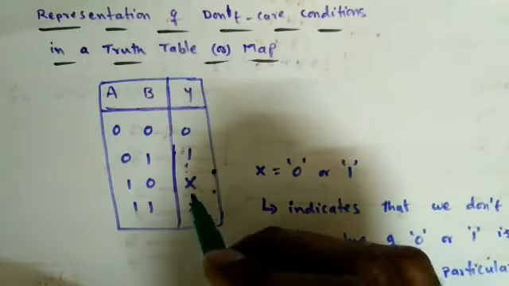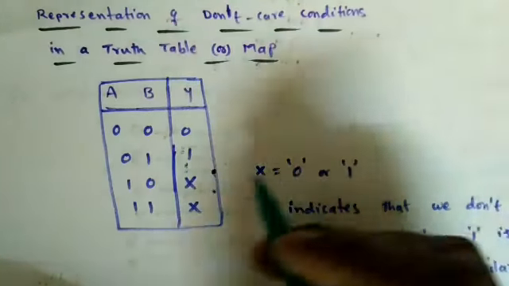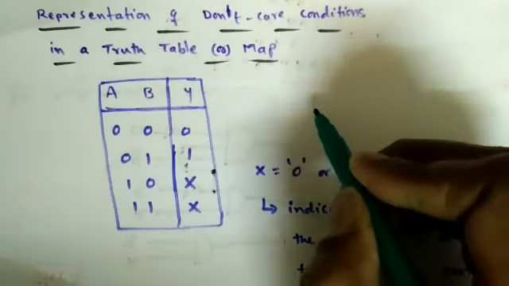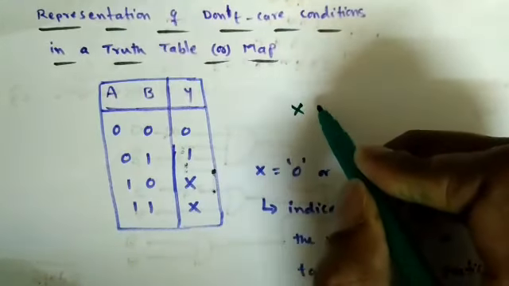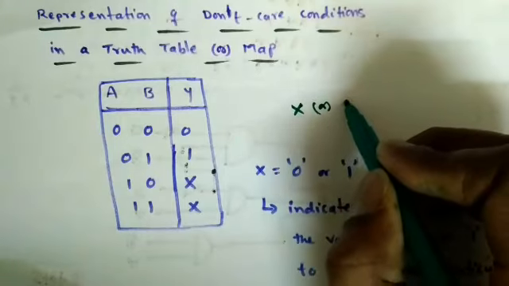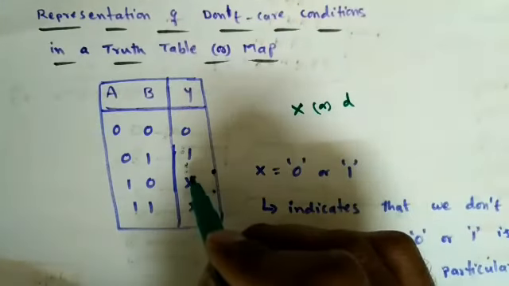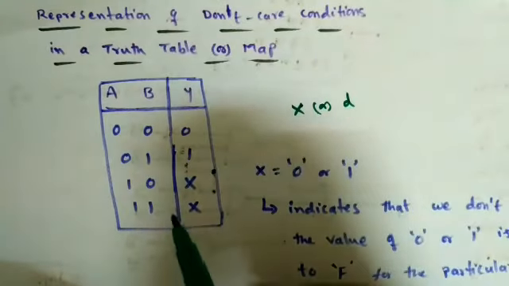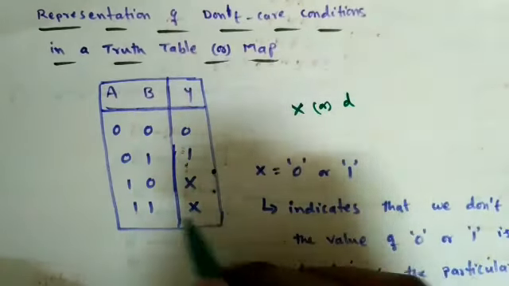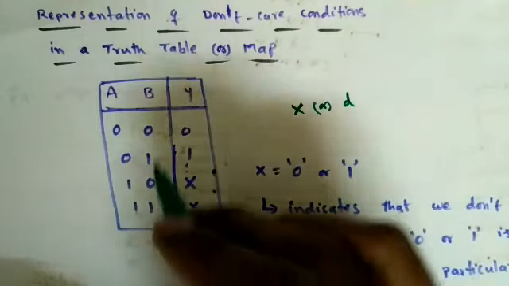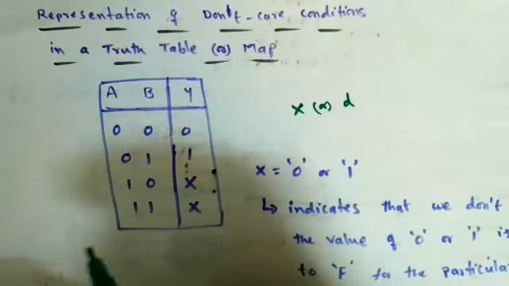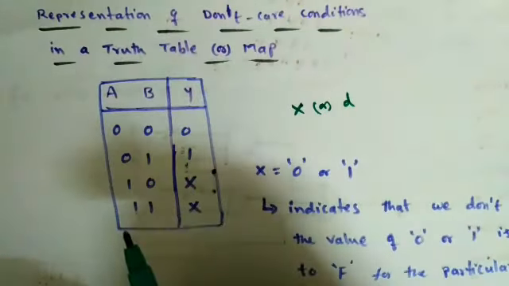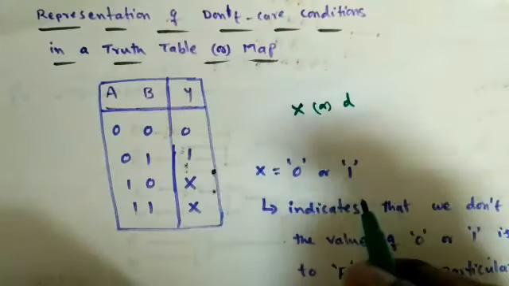Generally, in some textbooks they use a small d also. Don't care means either x, or some textbooks follow d. In place of the don't care, they use d, so d stands for don't care. What is the meaning? For these input combinations, the function value is either 0 or 1. That is, we don't care about that.